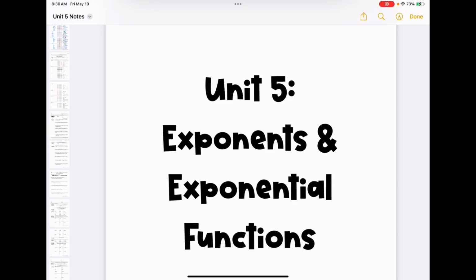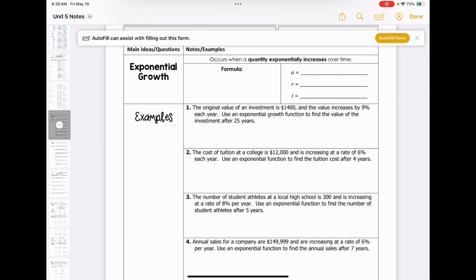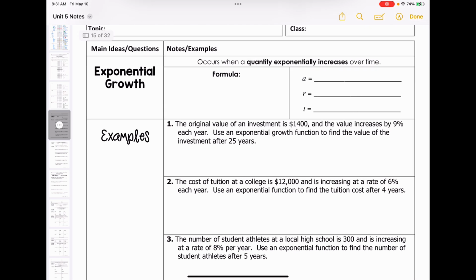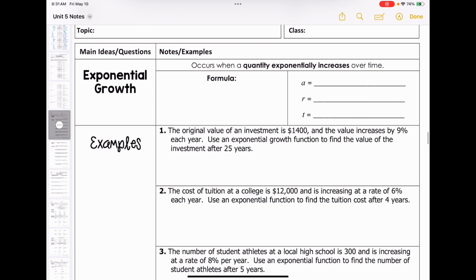Today we're going to be in the Unit 5 packet called Exponents and Exponential Functions. And today we're going to be on page 14. All right, today we're going to be looking at some word problems where we can use our exponential growth and decay formulas to find whatever the problem is asking us. So on page 14, we're going to talk about exponential growth.